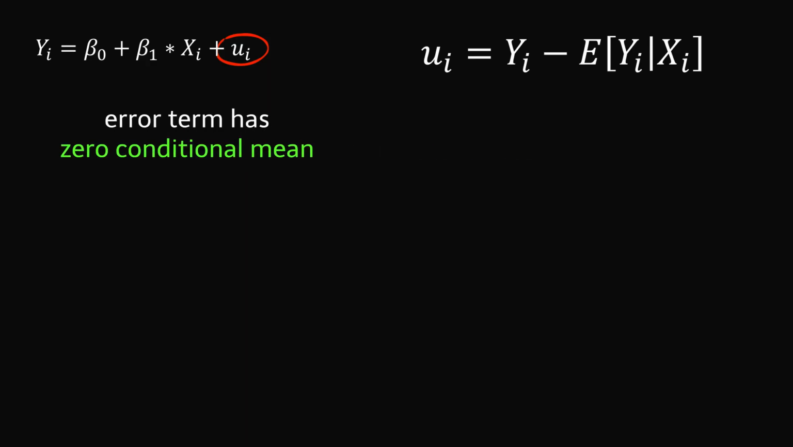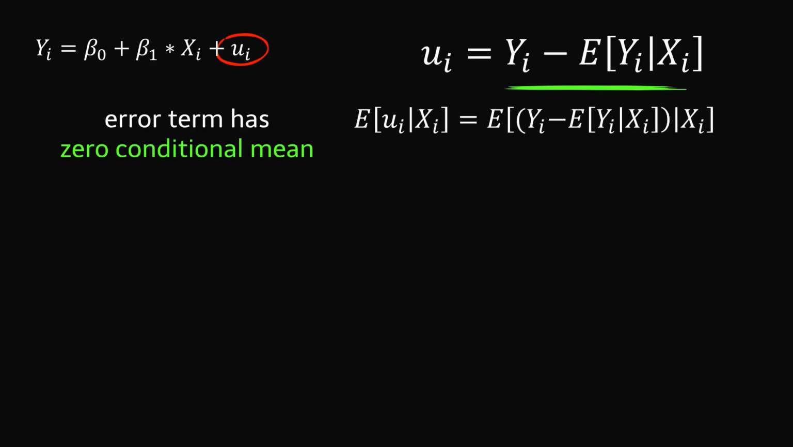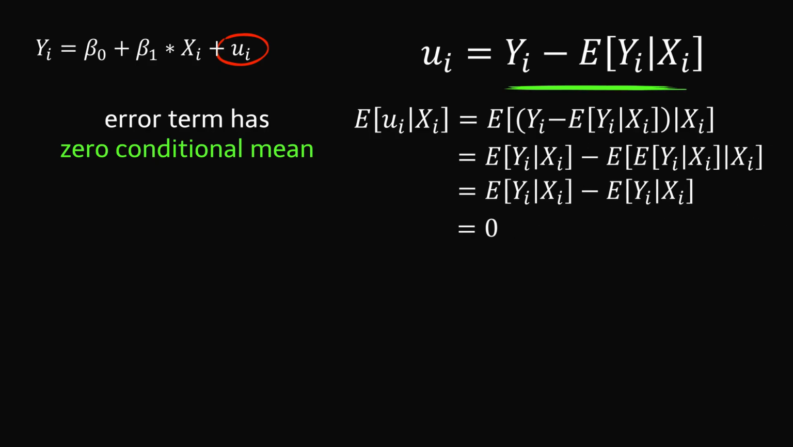Let's derive explicitly why this is the case. Recall that the error term means the difference between y and the expected value of y, given x. We can then take expectation given x on both sides, and using linearity, we can see that what we are left with is 0. Hence, the error term has zero conditional mean.